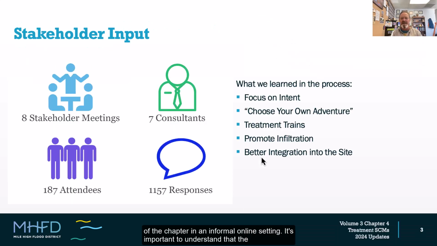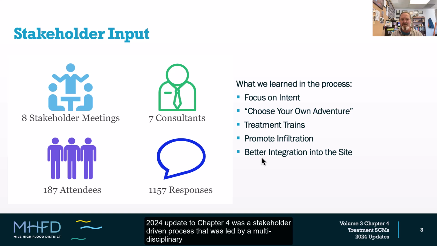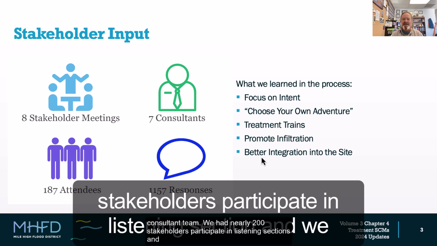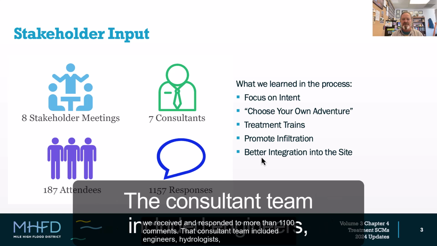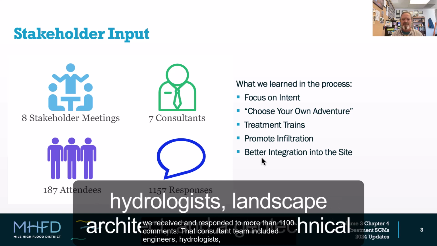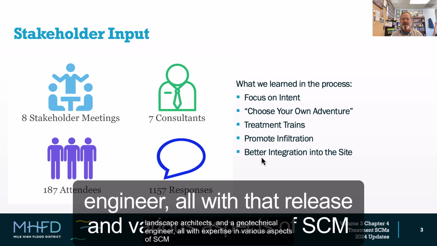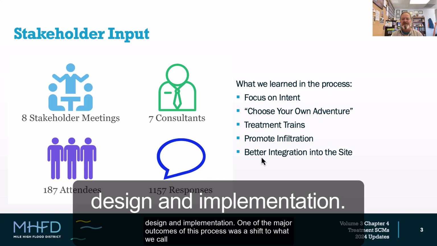It's important to understand that the 2024 update to Chapter 4 was a stakeholder-driven process that was led by a multidisciplinary consultant team. We had nearly 200 stakeholders participate in listening sessions, and we received and responded to more than 1,100 comments. The consultant team included engineers, hydrologists, landscape architects, and a geotechnical engineer, all with expertise in various aspects of SCM design and implementation.